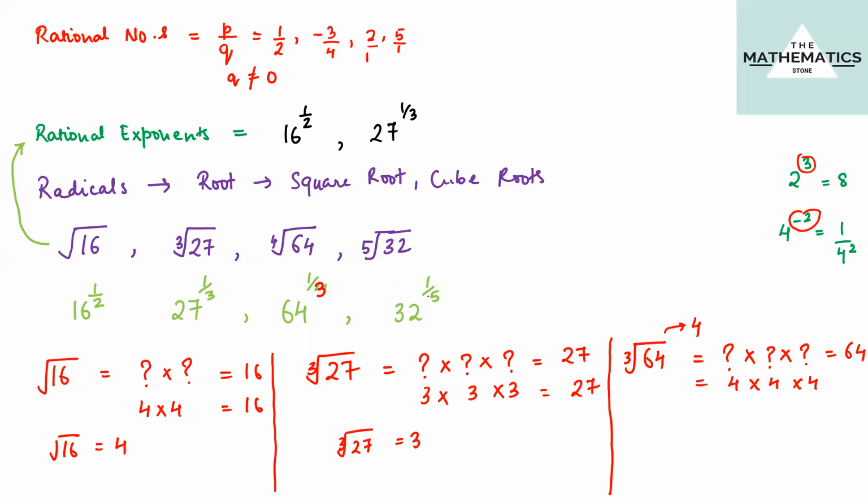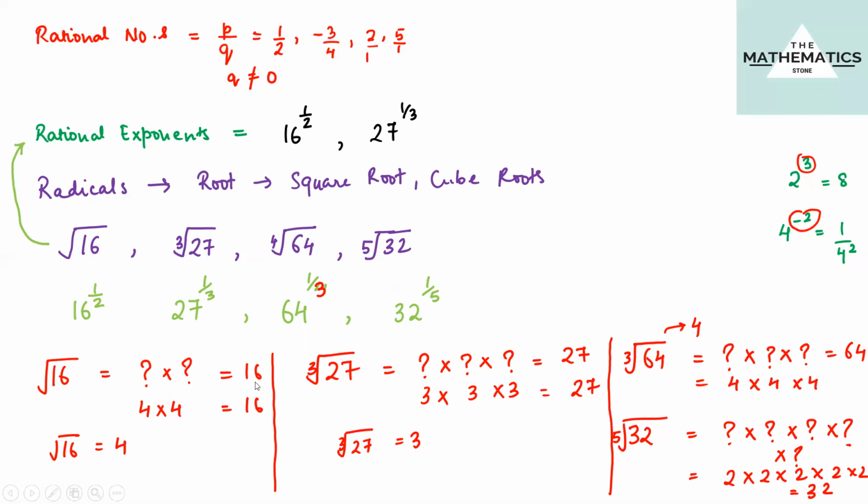Then what about 32 raised to 1 over 5? That means fifth root of 32. So which number multiplied by itself 5 times will give you 32? That's 2, my dear. 2 times 2 times 2 times 2 times 2 is 32. So this is how you will evaluate these numbers.